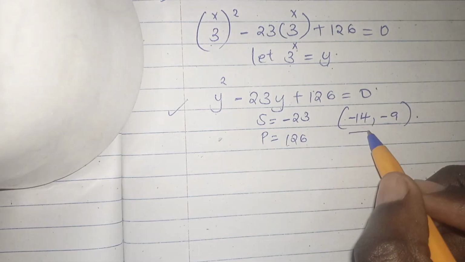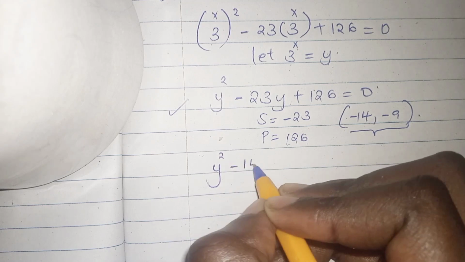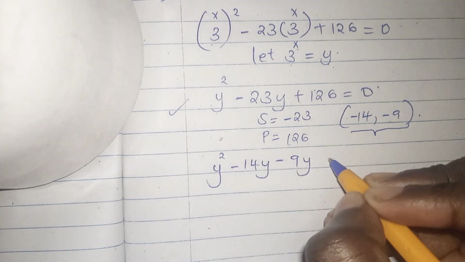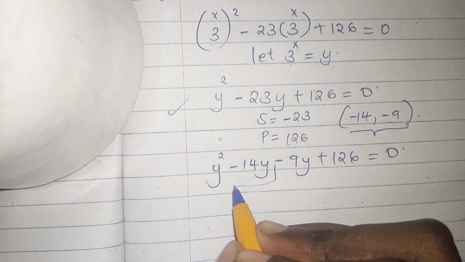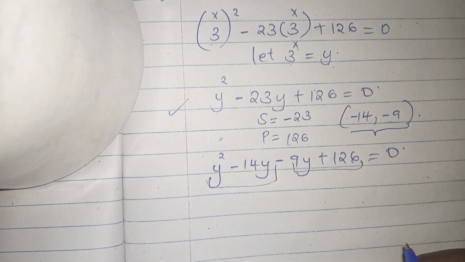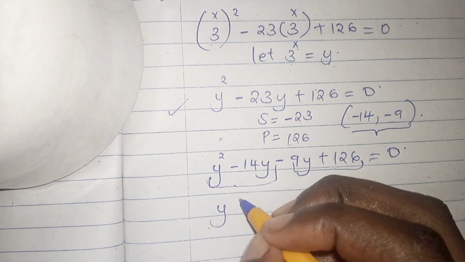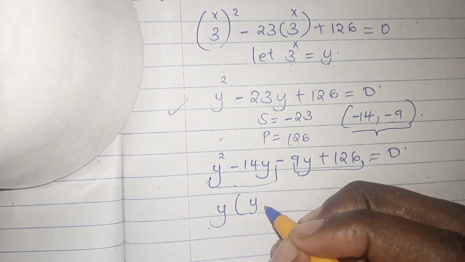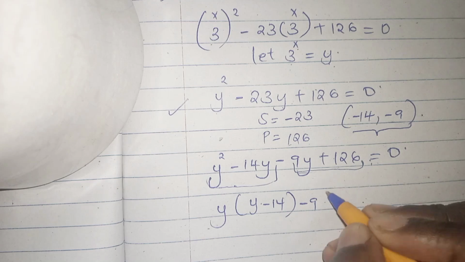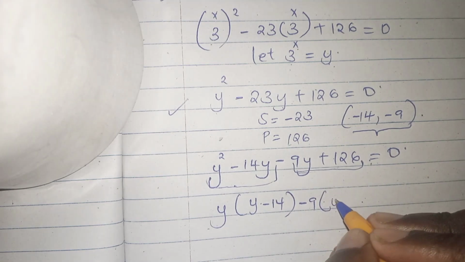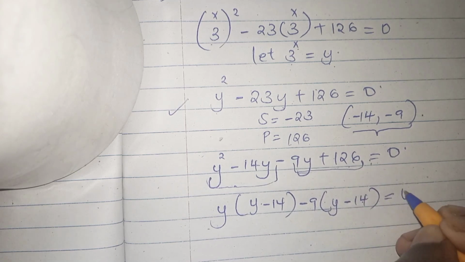We shall substitute them in our quadratic equation. Therefore, y^2 - 14y - 9y + 126 = 0. So we shall consider this as our first term and this as our second term. So let us factor out our common factor in our first term. So this is y into y, this divided by this is minus 14, bracket. Our common factor here is 9. This divided by this here, we are left with y. This divided by this, we are left here with negative 14 equals 0.